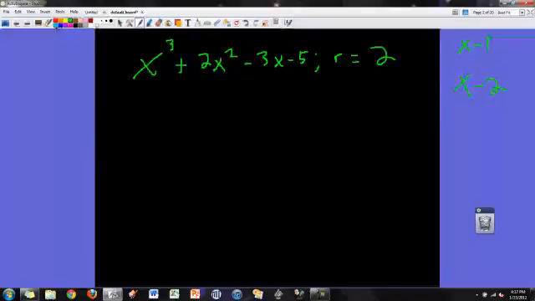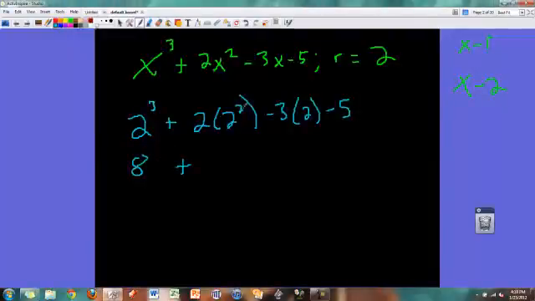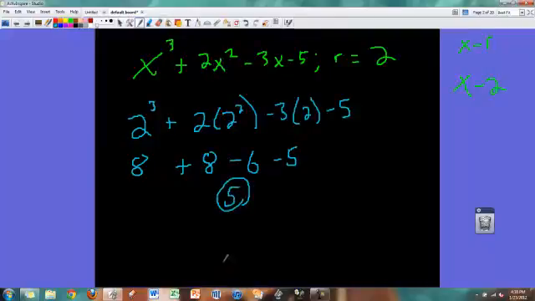So let's do that. We'll do plugging in first. So replace every x with that r value. So 2 cubed plus 2 times 2 squared minus 3 times 2 minus 5. So 8, 2 squared is 4, times 2 more is 8, minus 6, minus 5. 16 minus 6 is 10, minus 5 is 5. So my value when r equals 2 is 5.